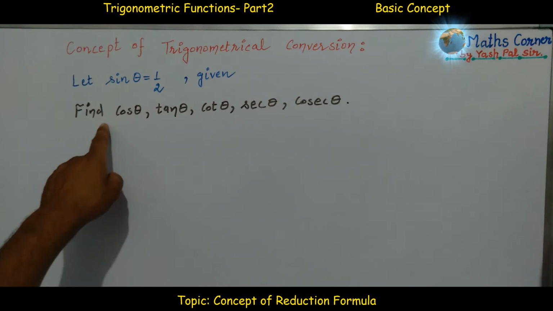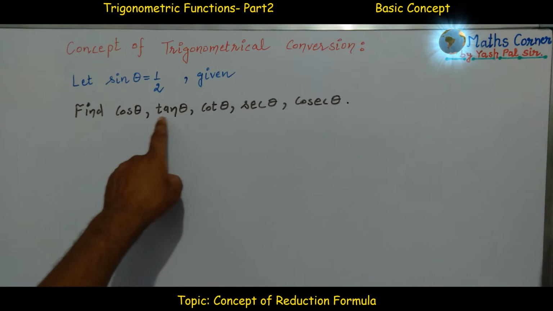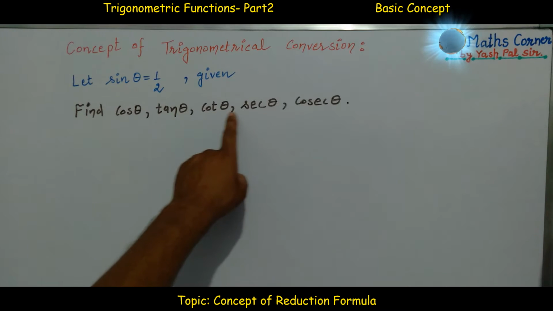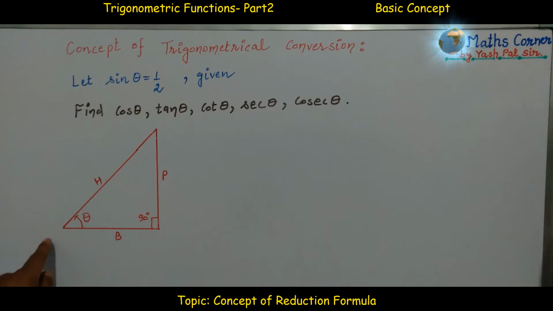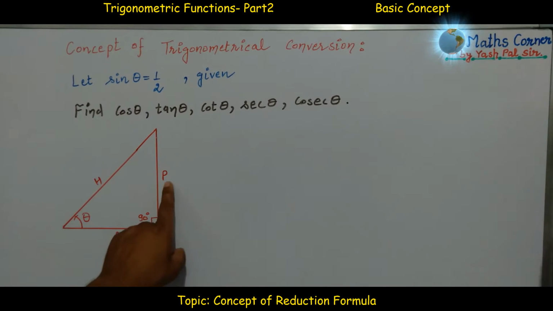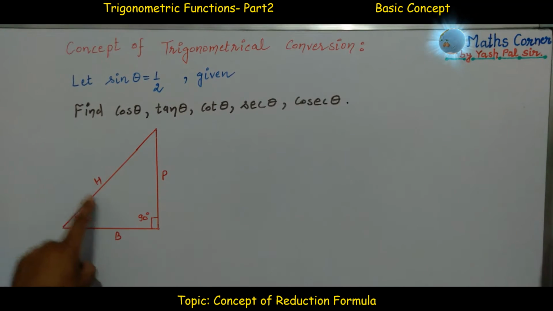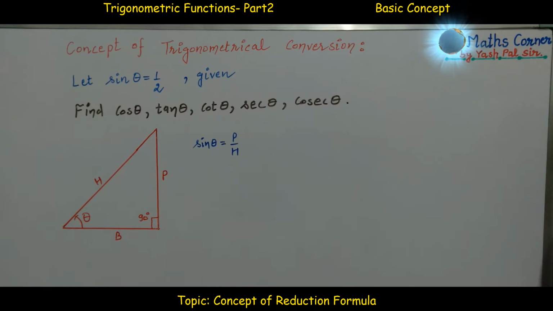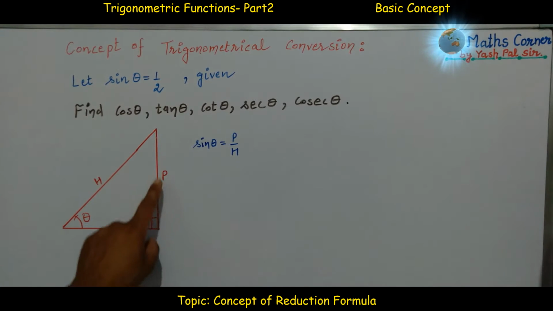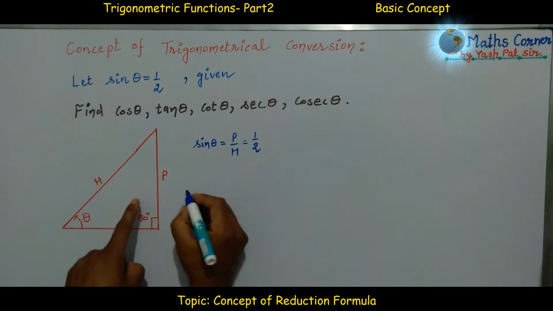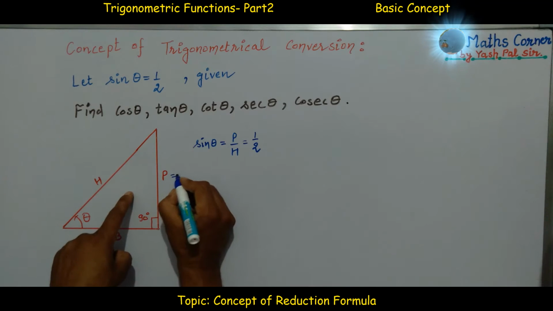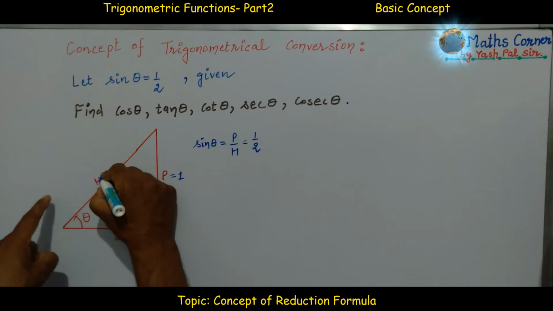Now what is the question? Find the value of other trigonometric ratios, that is cos theta, tangent theta, cotangent theta, secant theta and cosecant theta. With the help of this right angled triangle, with perpendicular, base, hypotenuse, a 90-degree right angled triangle with base angle theta. We know that sine theta is equal to P upon H. Here P upon H, the value is given 1 upon 2. So it means the value of P is 1 and the value of H is 2.